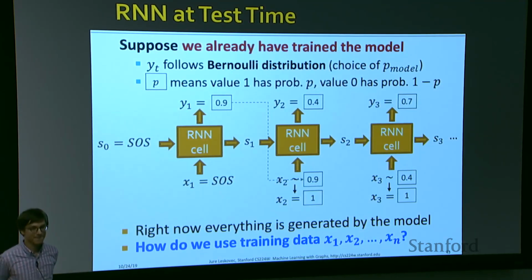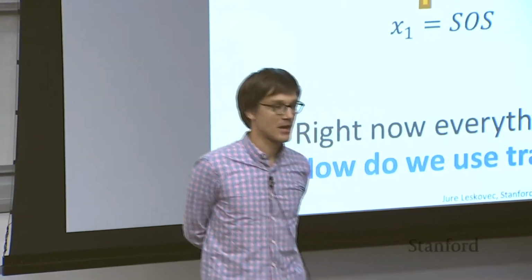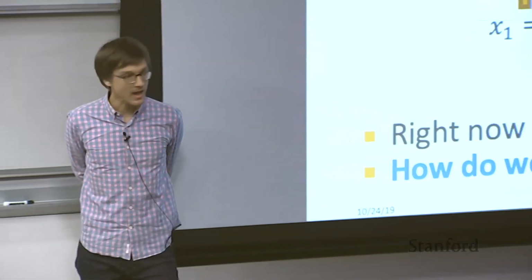Yes? This is the edge level RNN? Yes, you can think of this as an edge level RNN. Exactly. Node level is easier.